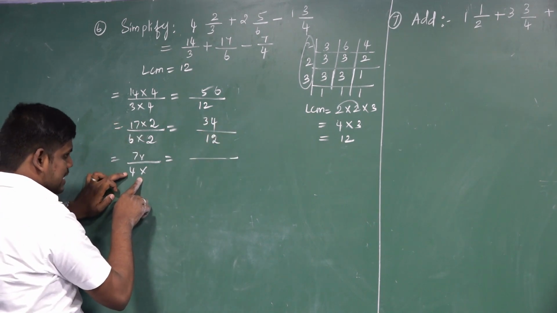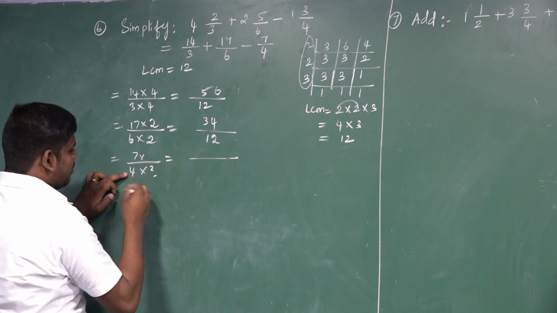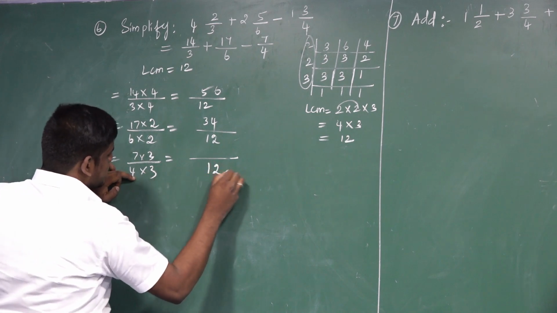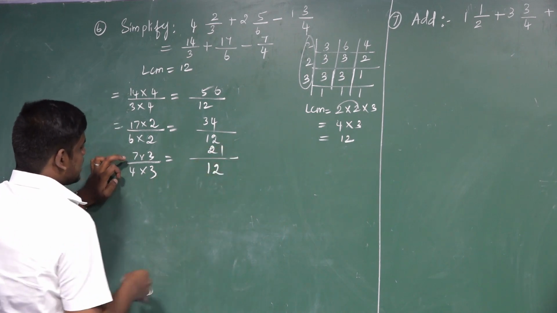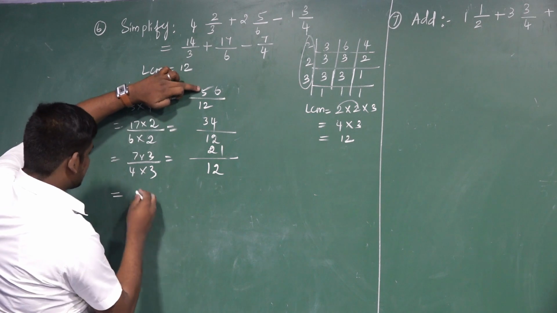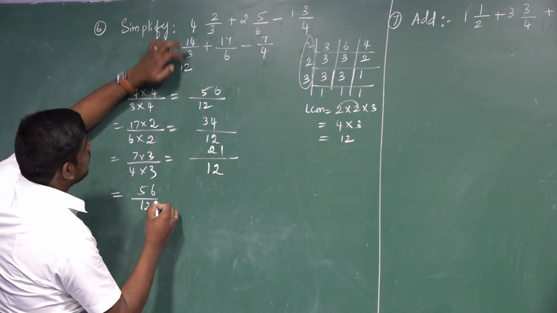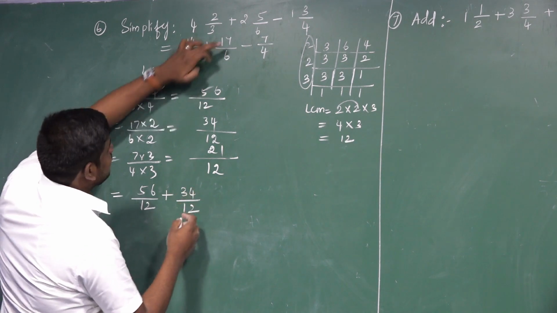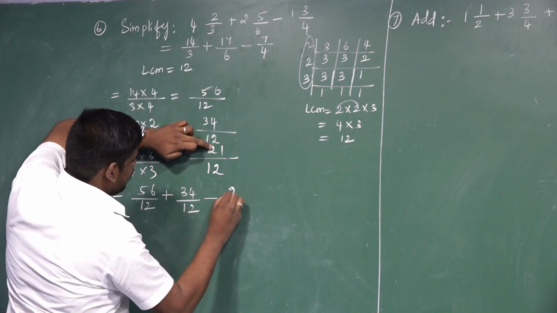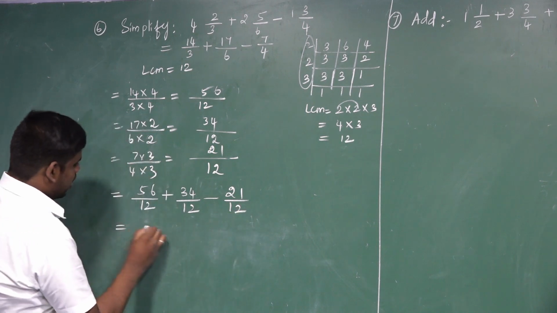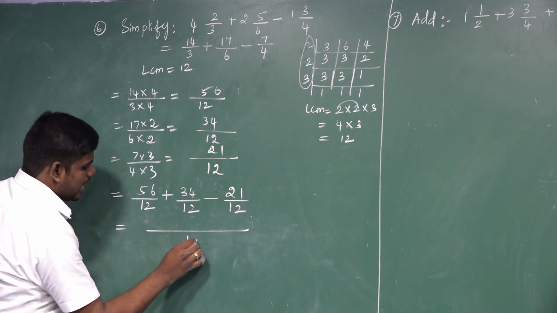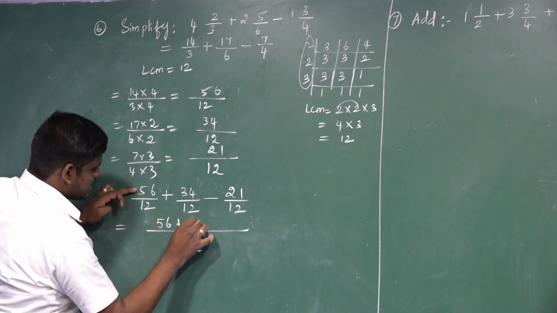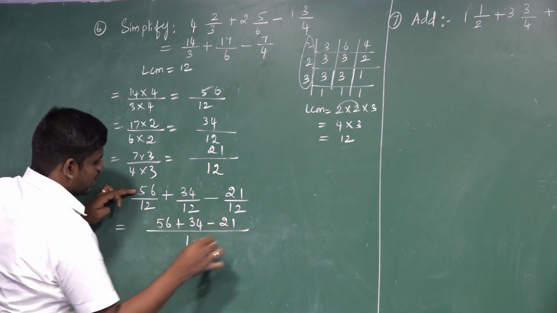To get 12 as a denominator, 4 is multiply with 3, and 17 also multiply with 3. 4 3s are 12. 17 3s are 21. See, we write first 56 by 12. Then see the symbol plus. 34 by 12. Then see the symbol minus. 21 by 12. Here all the denominators are same. So we write one time. Then write the numerator 56 plus 34 minus 21.